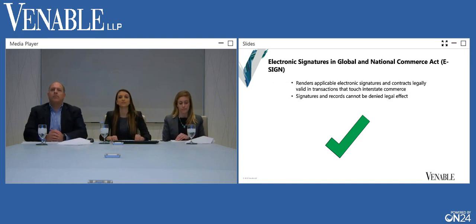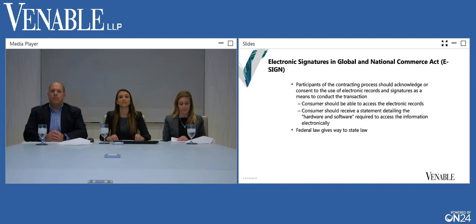So under ESIGN, participants of the contracting process should acknowledge or consent to the use of electronic records and signatures as a means to conduct the transaction. So if you think about this, it's just an added requirement that parties consent to doing the transaction online. It's basically just a step before the transaction itself, just making sure that the parties both are aware and consent to doing this transaction online. So this requires that consumers should be able to access the electronic records, and consumers should receive a statement detailing the hardware and software required to access the information electronically. And because this is a federal law, it actually gives way to state law, and we'll discuss the state law next.